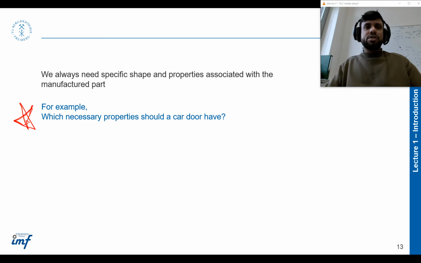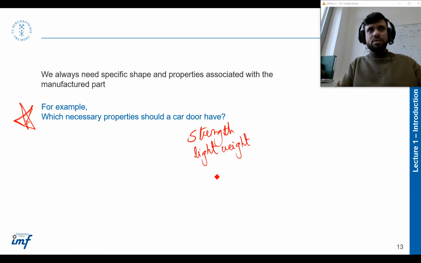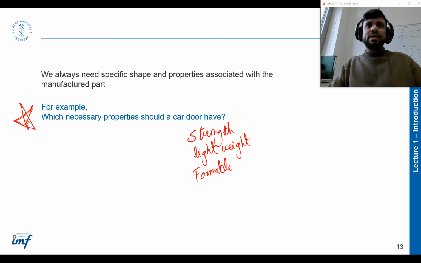It should have strength. Okay, so what I will do is I will write these things here. Strength, it should be lightweight. It should be formable. Now, this formability thing is important.